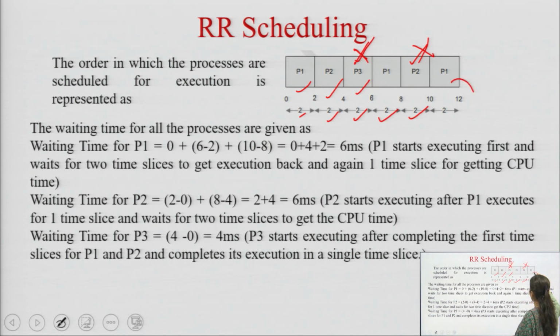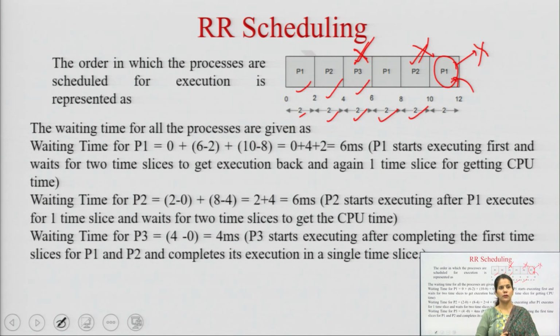Now, again it will go back to P1. So, now here execution of P1 is completed. In this way all the 3 tasks were completed with the execution. How to calculate the waiting time? The waiting time for P1 was, after the execution of P1, it waited for the execution of P2 and then P3. So, it waited for a total of 6 milliseconds.